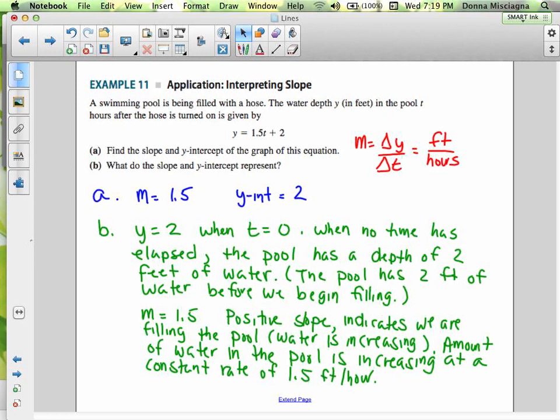All right, so we have interpreted the y-intercept. It's how much water the pool is starting with. And we've interpreted our slope, right? Positive slope, we are filling up the pool, the amount of water is increasing, and the amount of water is increasing at a constant rate, in this case, of 1.5 feet per hour. Right? When you're in calculus, you will have to interpret units. Units are extremely important in a lot of the work we do in calculus. So this is a good start with that. All right, good review on that.